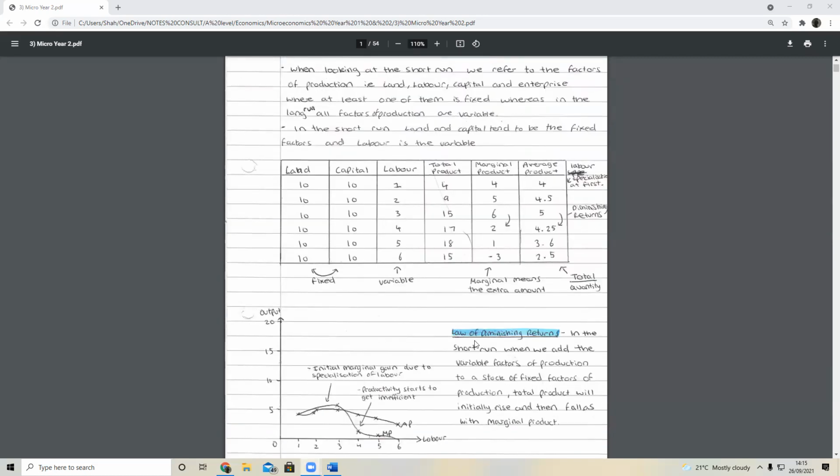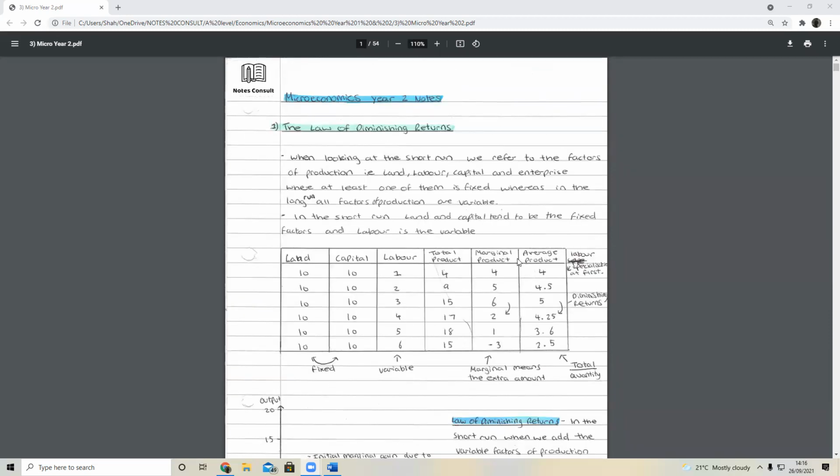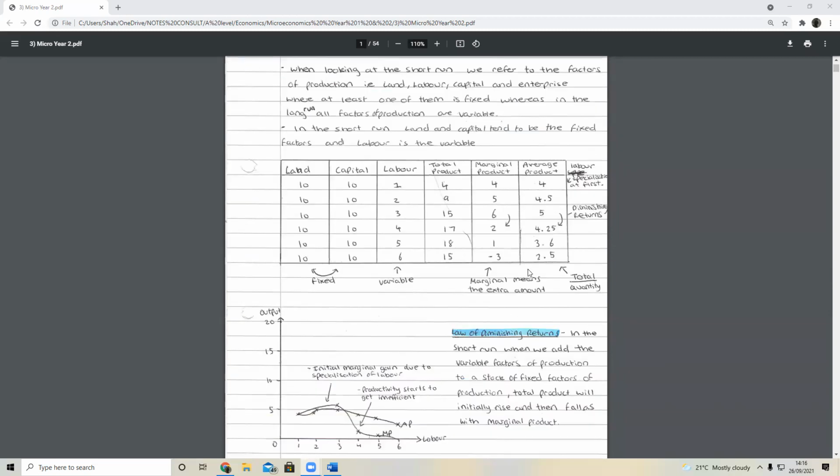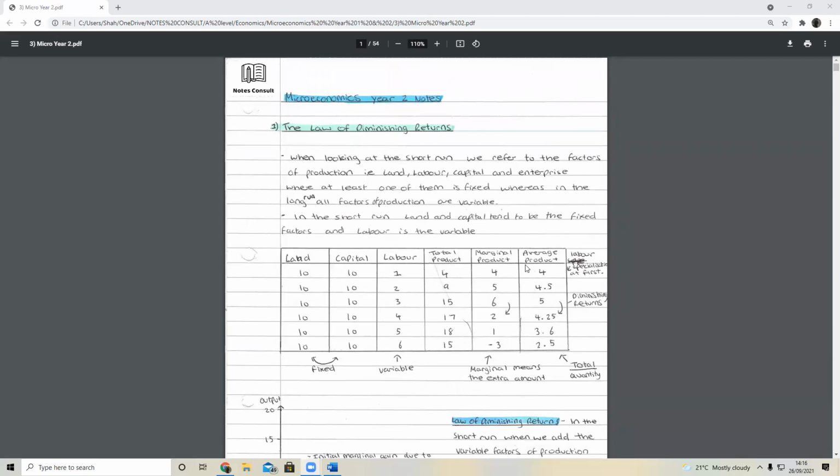And so this is the correct definition that you should just know: the law of diminishing returns says that in the short run, when we add variable factors of production to a stock of fixed factors of production, total product or marginal product will initially rise, then fall, as with marginal product. So I just said that. It's a bit to get your head around, but it's really to explain curvature.